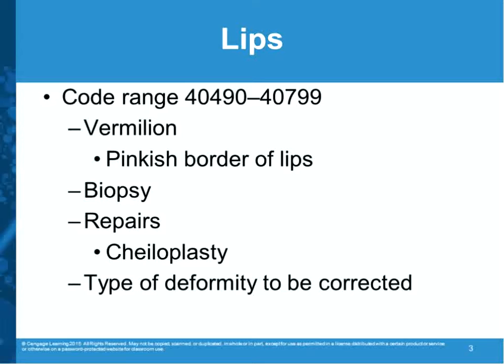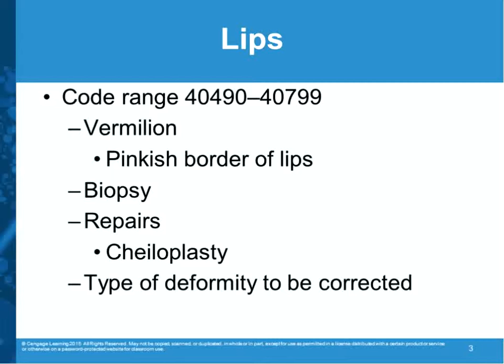And following that, you have your repair section, and this is where you have what we call your cheiloplasty. That falls under this section. You need to know the type of deformity that they are correcting. Your repairs can be partial, complete, unilateral, bilateral repairs. And if you're looking in your coding manual, you can see that reflected in that section. You also may need to know whether they perform a rhinoplasty or not. It may make a difference in the code that you are going to report.